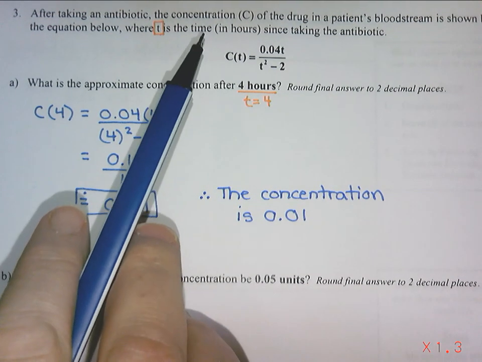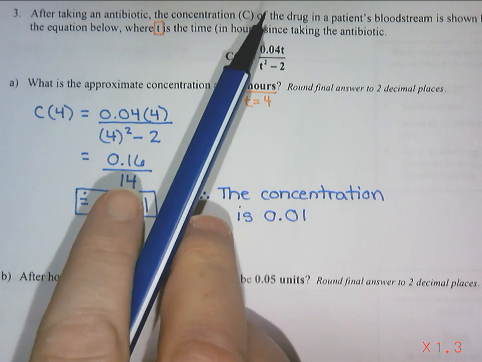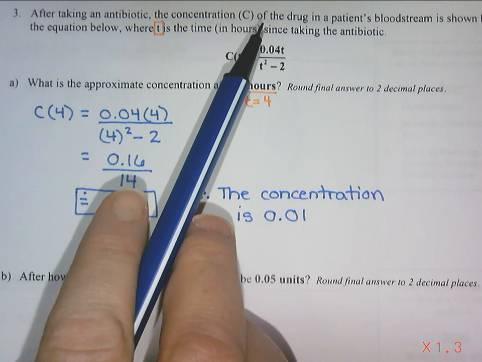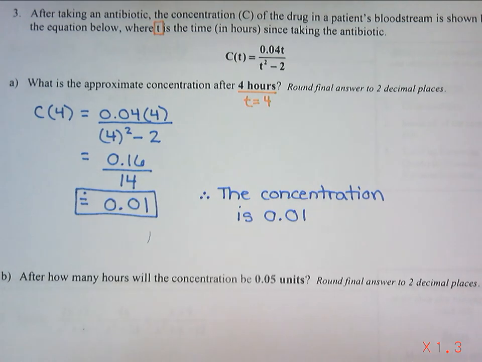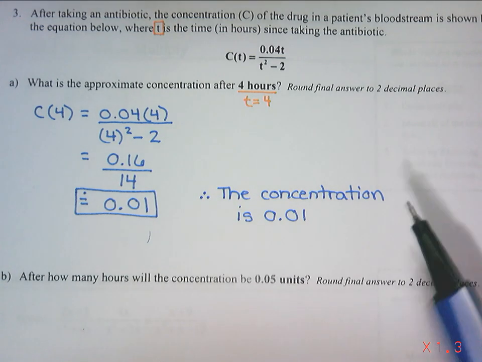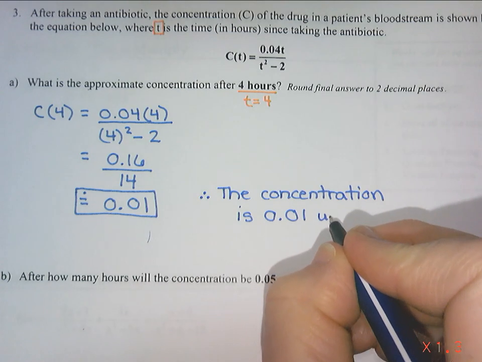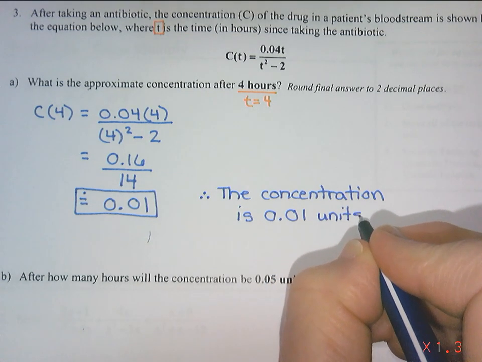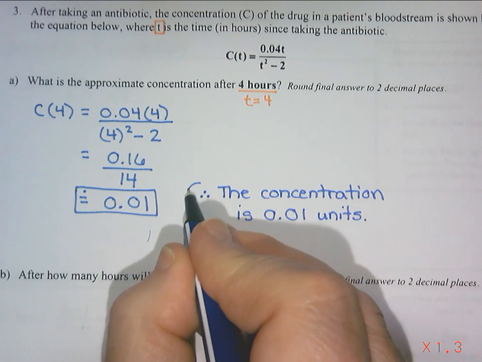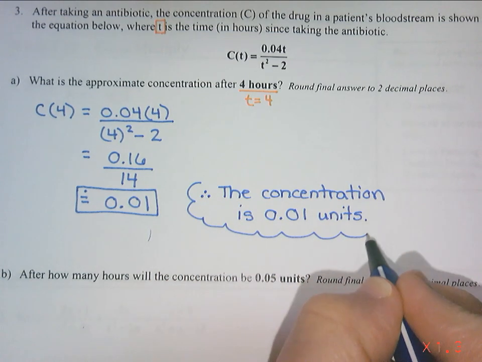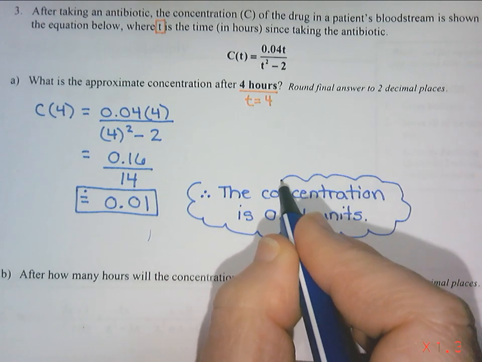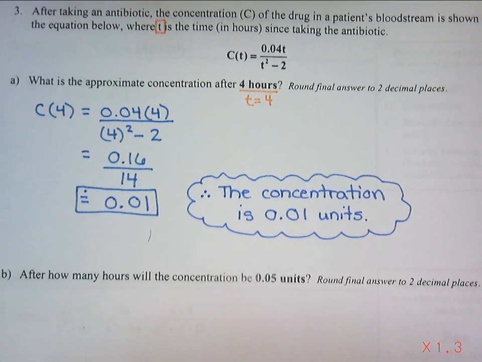So it said that the time was in hours, but it didn't tell me what the unit was for the concentration. I do notice in the next question it just says units, so I think I'm just going to write units. Sometimes though, the concentration might be in moles per liter or something like that. But in this question it didn't say. So the concentration is 0.01 units, approximately.